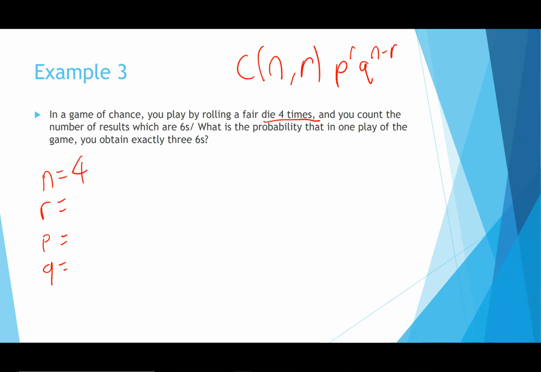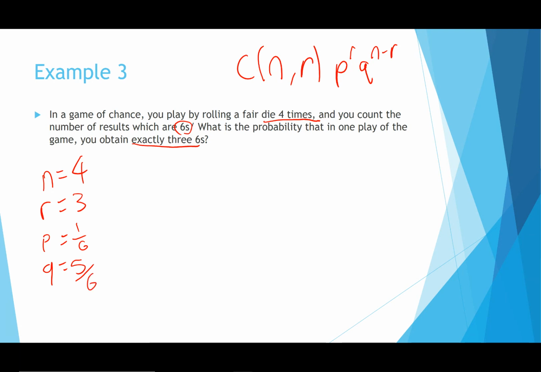Now, how many successes am I looking for? I'm looking for exactly 3 successes. I'm calling rolling a 6 a success. And I want to know, if I roll the die 4 times, what's the probability that 3 of those times are 6s? So I'm looking for 3 successful rolls. Now, p, the probability of success. When I roll a die, because I'm looking for getting a 6, the probability of rolling a 6 is 1/6, right? So the probability of success is 1/6. That means the probability of failure is 5/6. So I have all the information I need.